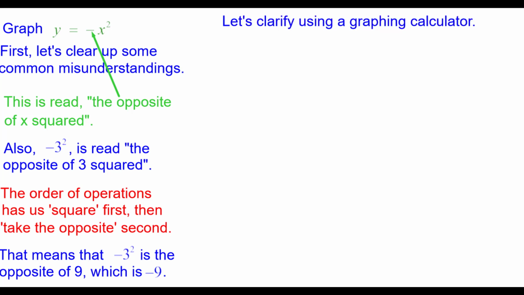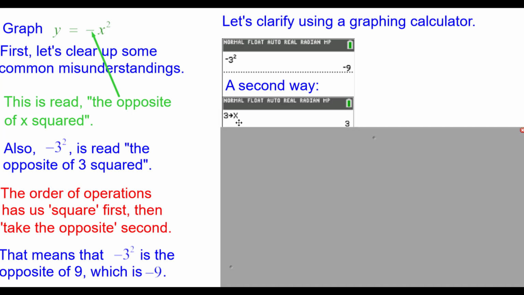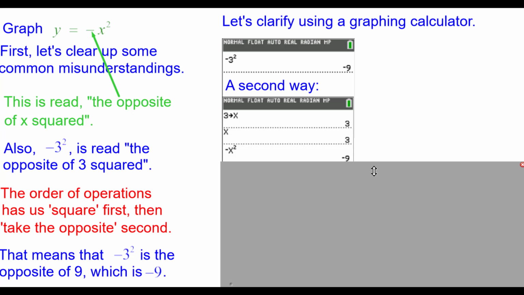To clarify that, we'll use a graphing calculator. So here, if you look here, I typed in the opposite of 3 squared, and I got the opposite of 9, which is negative 9. A second way is I could store 3 in for x, and then type in the opposite of x squared and see that you get negative 9.